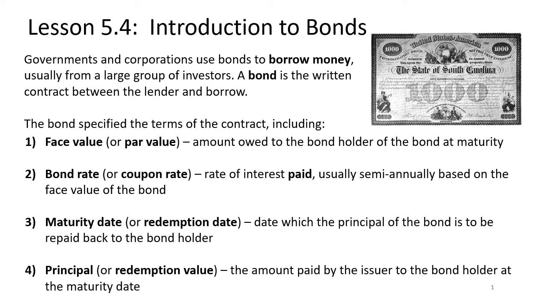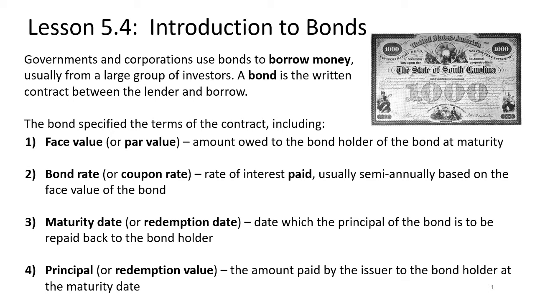Starting with the basics, a lot of governments and corporations use bonds to borrow money. They borrow money from you, and the bond is the actual written contract between the lender and the borrower. Usually it's a government trying to raise funds, and you're lending money to them. Within that bond, they have several terms in that contract, and they break down the different aspects of it that are going to be satisfied.